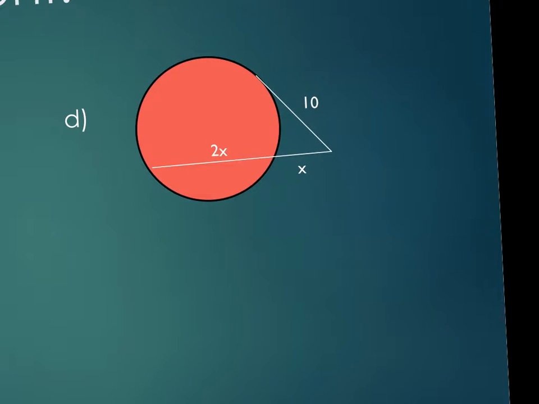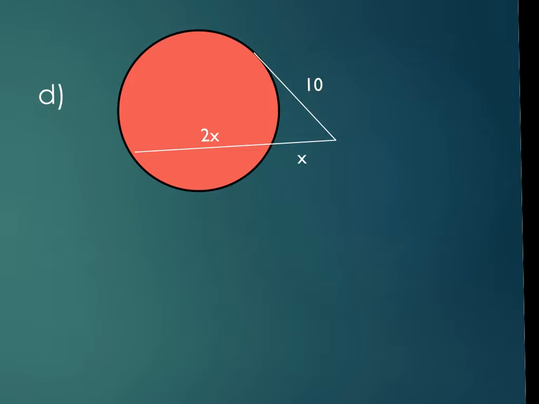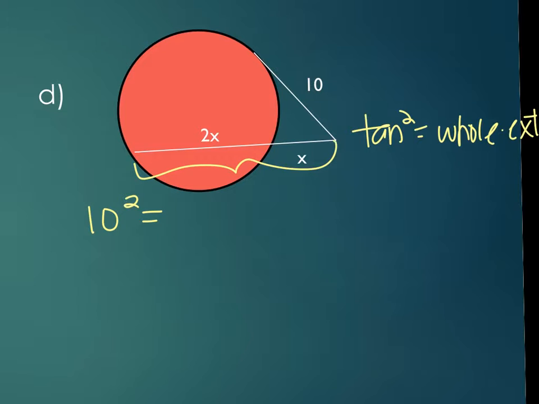Okay, so D is what? Tangent and a secant, right? So tangent squared equals whole times external. So tangent is 10. The whole segment here is what? X plus 2x, which is 3x. 3x times the external part, which is x. 100 equals 3x squared.